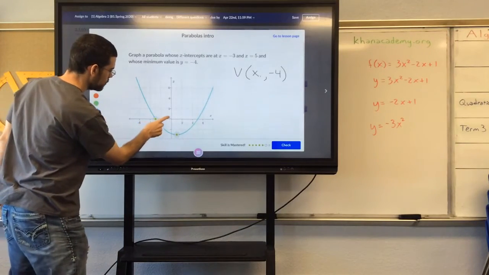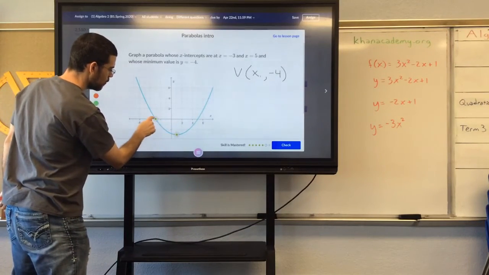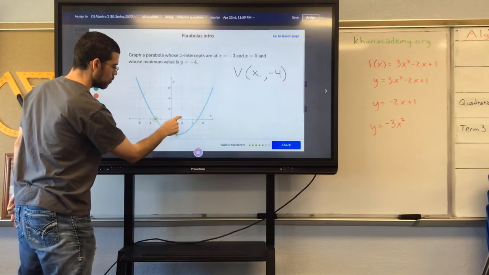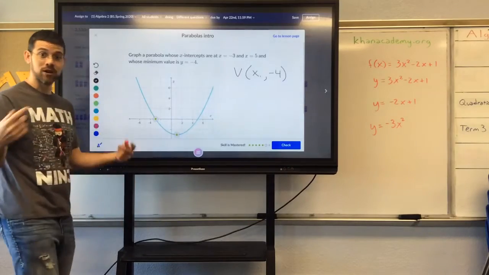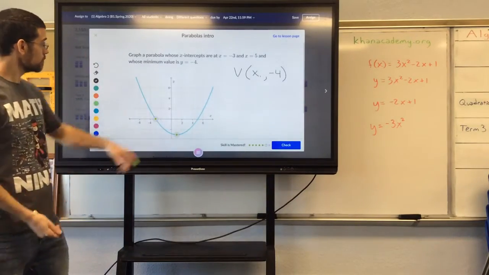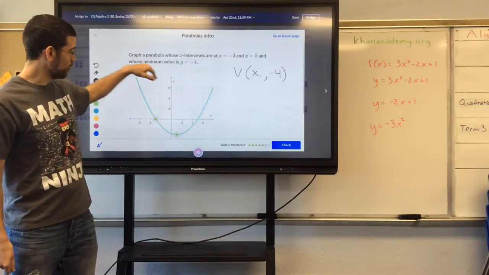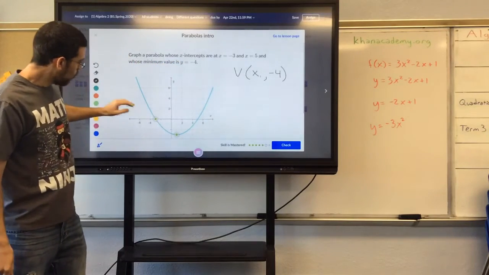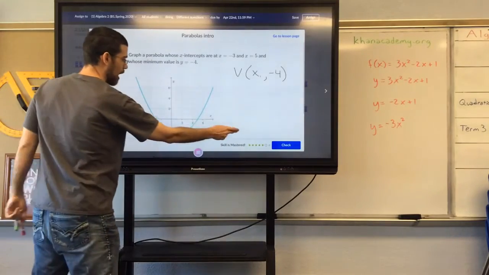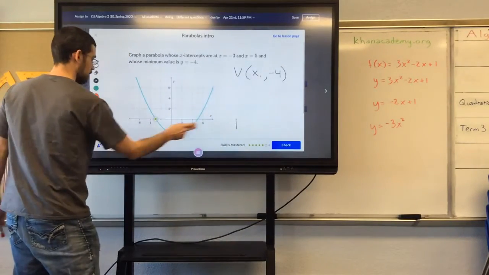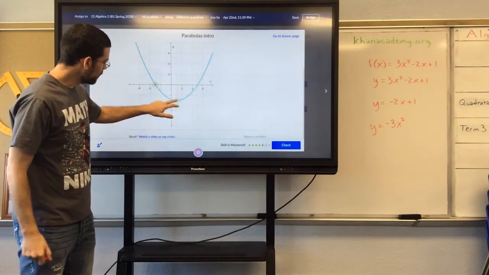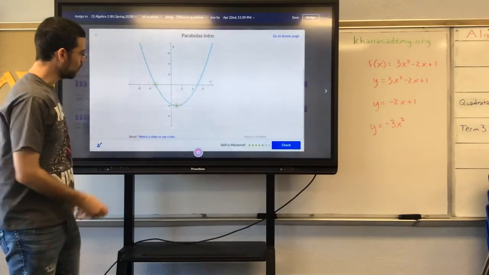Now there's 1, 2, 3, 4 steps from the first x-intercept to the vertex. And then there's 1, 2, 3, 4 steps from the vertex to the second x-intercept. Fair enough. The minimum y value of this function is -4. I don't have it there yet. Let's see what we can do about that. It's on -3 right now. I need it at -4.